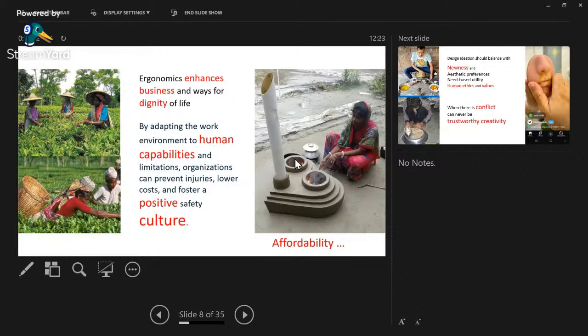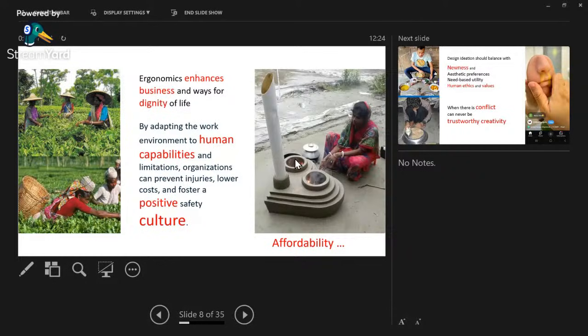Now here we can say that in this tea garden people are working with some specific equipment, and the safety and everything is considered there, but still people are working there. But on the left side, this lady is making a smokeless oven. It is not provided to anybody. She attended some workshops and she can make her own clay model this way. In that case the training is required, but the local material you can use.